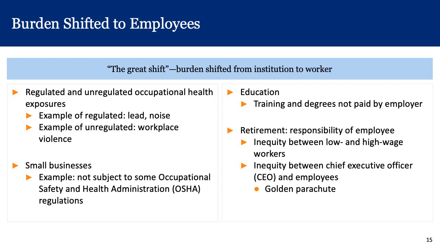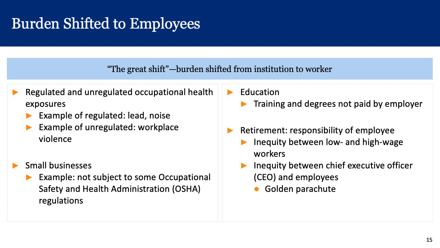We have some regulated and unregulated occupational exposures. So we have lead and noise, things like that, that are regulated by the government. But we have many exposures in the occupational health setting that are not regulated, like workplace violence and heat. Some small businesses are not subject to OSHA regulations, depending on their size. Education and training is not usually paid for by the employer, so that is up to the individual to seek out those opportunities. Retirement is often the responsibility of the employee now.